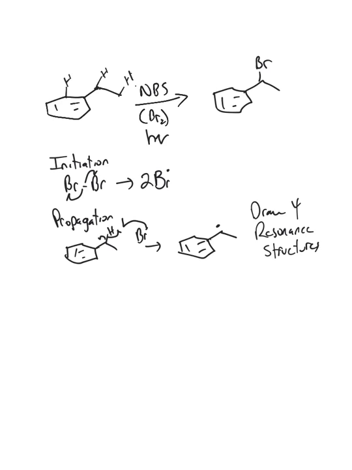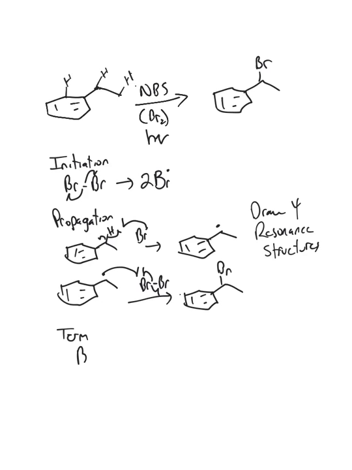And then once we've formed the radical, we can have it react with a molecule of Br2 to abstract a bromine off of it to get to our desired product, with the bromine on the benzylic carbon. And then we can terminate the reaction, where any 2 free radicals that you showed in your mechanism can come together to form a stable molecule.